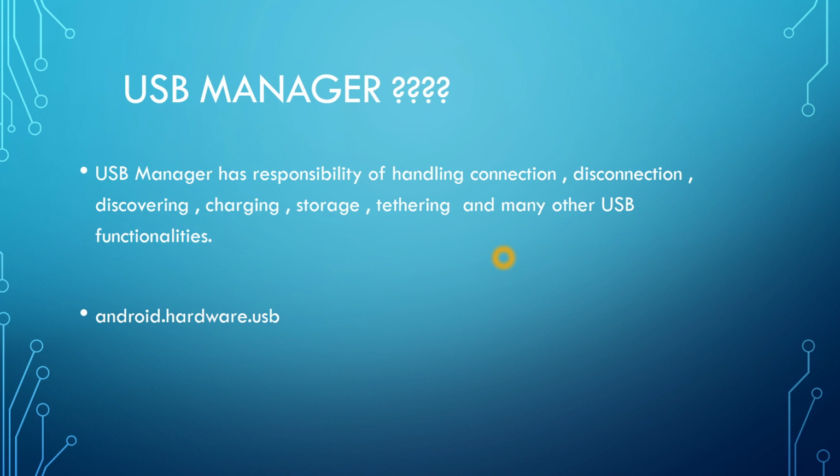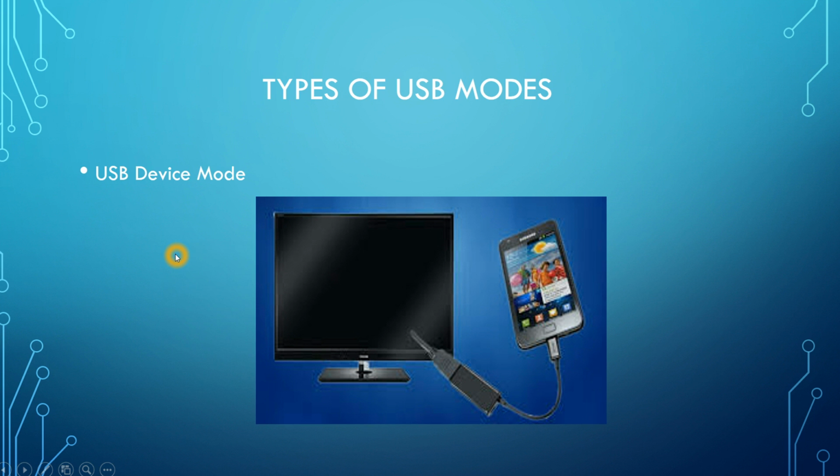So all the Android APIs for USBs are represented in android.hardware.usb package. Now, before moving, we will learn what are different USB modes. So there are two types of USB modes. One is USB device mode. In USB device mode, your Android device is connected to your PC, and this Android device must implement the ADB functionality, and this device will take power from your PC.